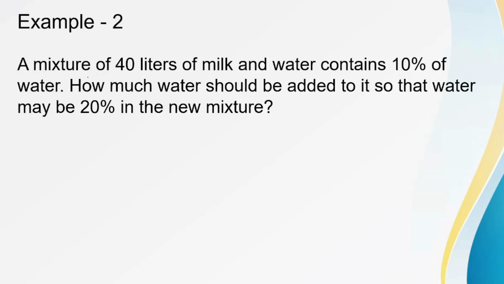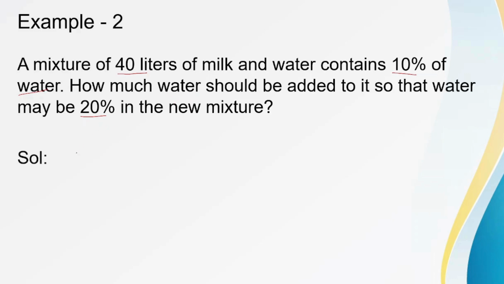So we discuss example 2. A mixture of 40 liters of milk and water contains 10% of water. How much water should be added so that water may be 20% in the new mixture? So here the specified values can be used in the following way to get the water quantity to be added.